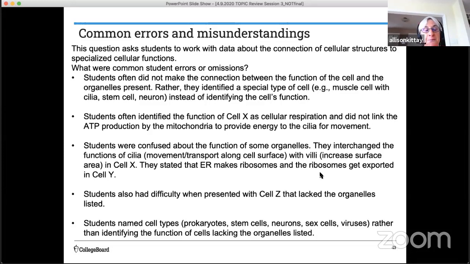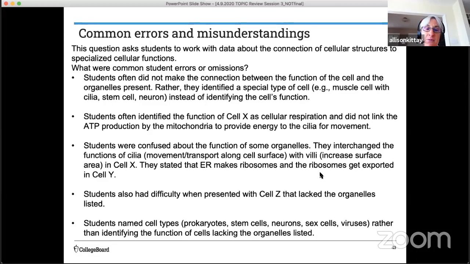The first thing is that students did not make the connection between the function of the cell and the organelles present. Rather, they identified the special type of cell. And I tried to point that out to you when we talked about cell X. A lot of students just said it's a muscle cell because it needs lots of energy and it has mitochondria, instead of identifying the function of movement. Students often identified cell X as cellular respiration and didn't link the ATP production by the mitochondria, which is providing energy to the cilia for movement.